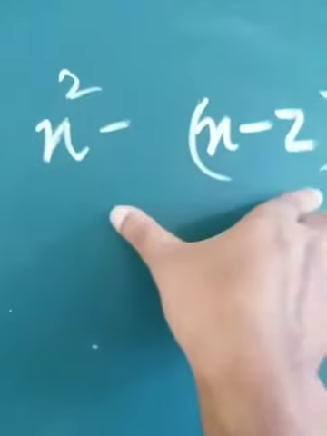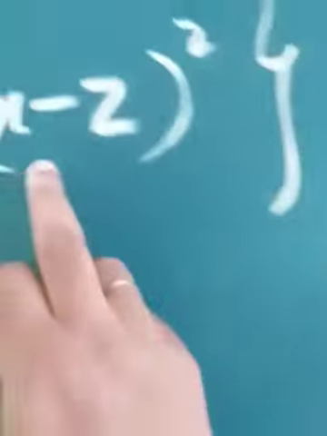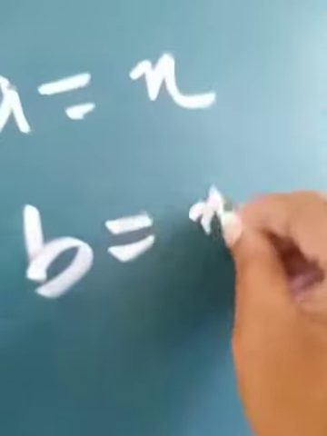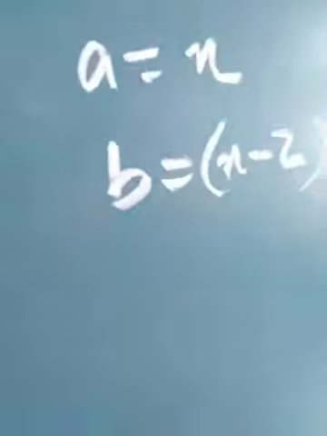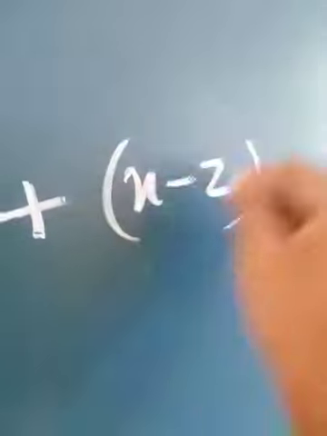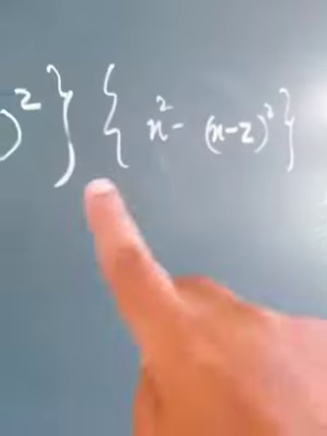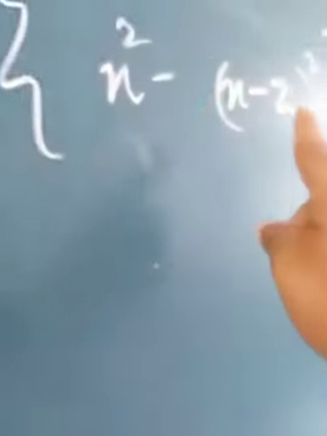Now again I will expand this part. For that we'll again use the same identity, a square minus b square. This time a would be x and b would be x minus z, put inside the bracket. Now let me expand the second part. The first part we'll keep intact, with no change: x square plus (x minus z) whole square. Now we'll expand the second portion, that is x square minus (x minus z) whole square.